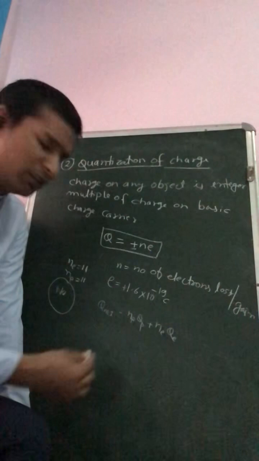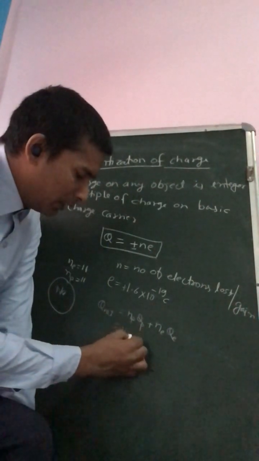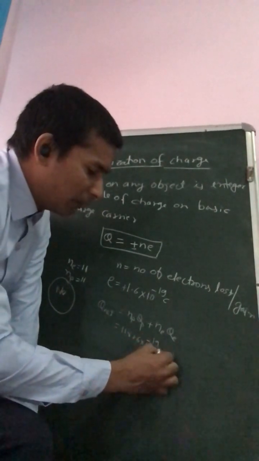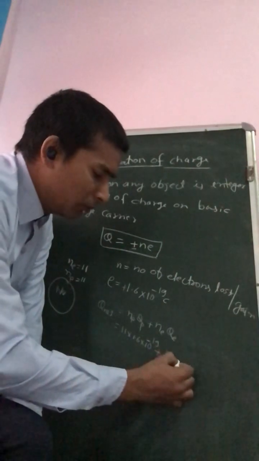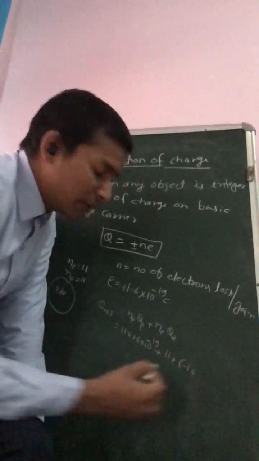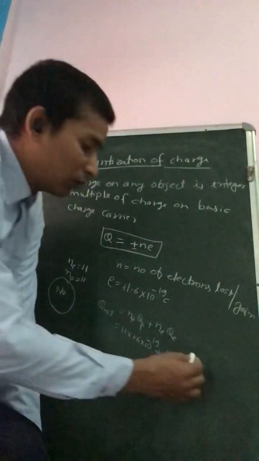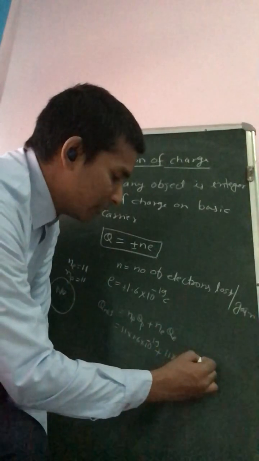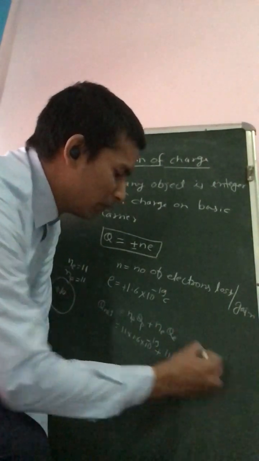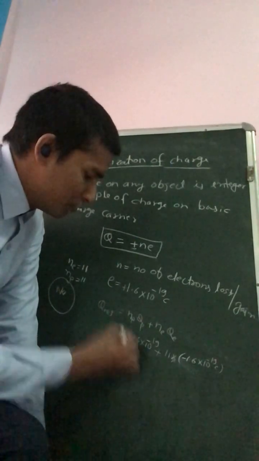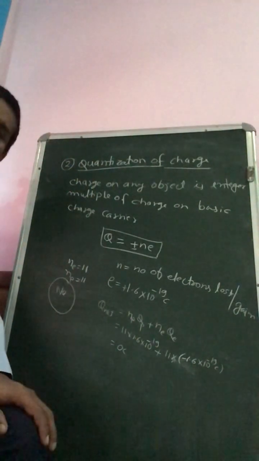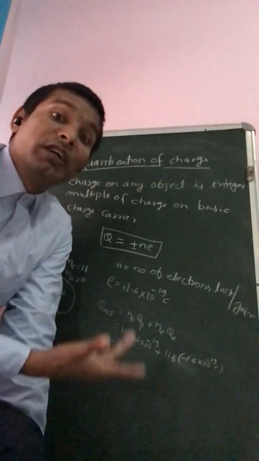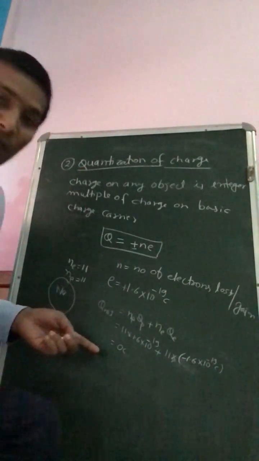This is the total charge, right? So it will be 11 into 1.6 into 10 to the power minus 19 plus 11 into minus 1.6. Why minus 1.6? Because the electron has got negative charge. So minus 1.6 into 10 to the power minus 19 coulomb. So it will be equal to 0 coulomb, right? So we already know that every element in elemental state has got 0 charge. So now we have proved that.